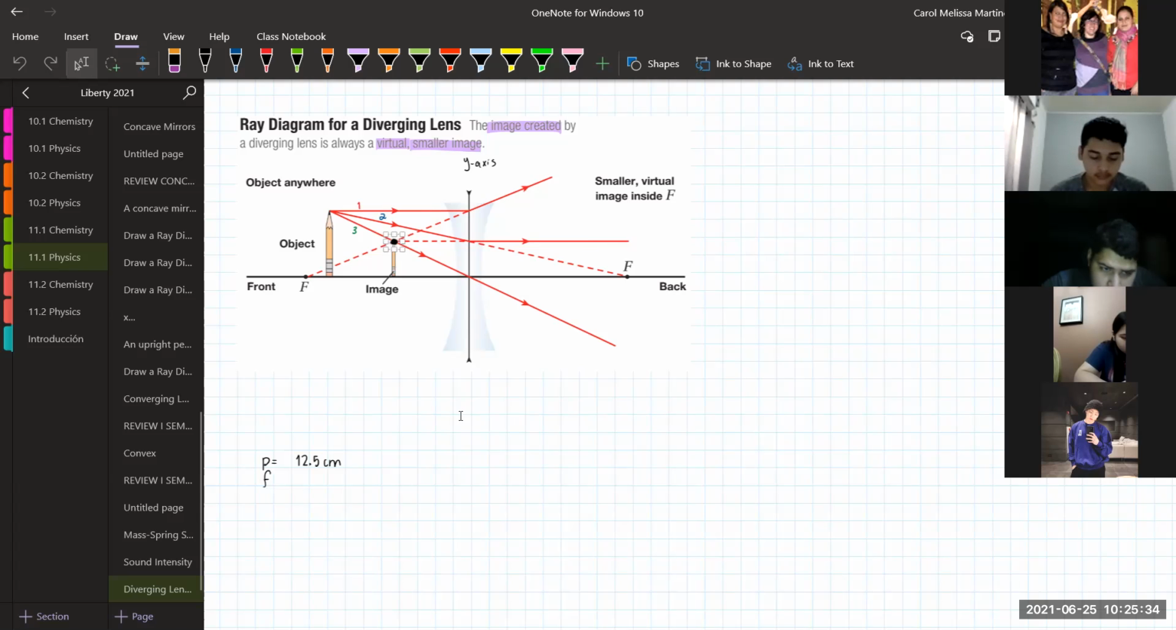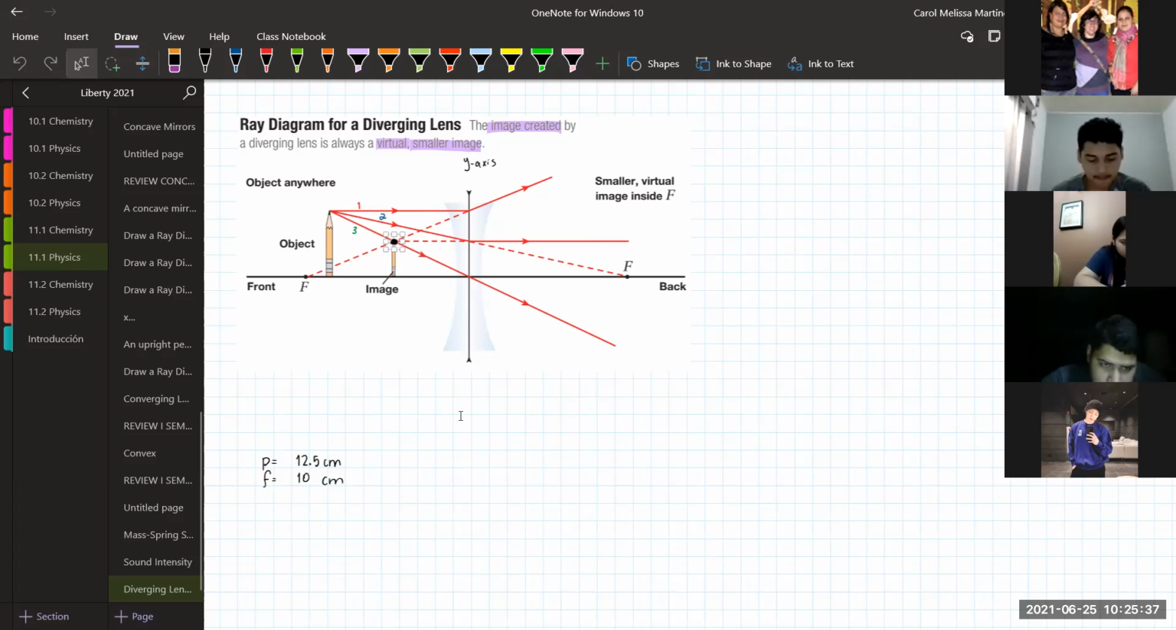Okay, for your ray diagram, this is all you need. You need P and you need F. So take a look at the two numbers, 12.5 and 10. You can divide in your notebook because I don't think it's going to fit. I'm not going to use the scale in my drawing. But for your notebook, one number that the two numbers have in common is 2.5. So if you divide 12.5 by 2.5, it's going to give you 5. And if you divide 10 by 2.5, it's going to give you 4. So in your case, if it doesn't fit, please use this scale.